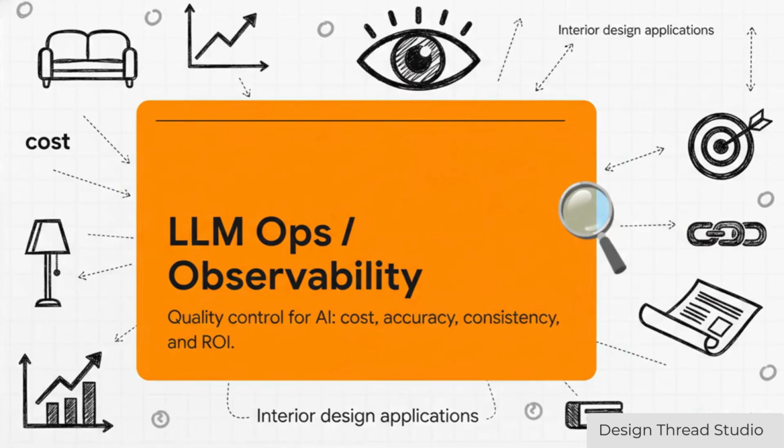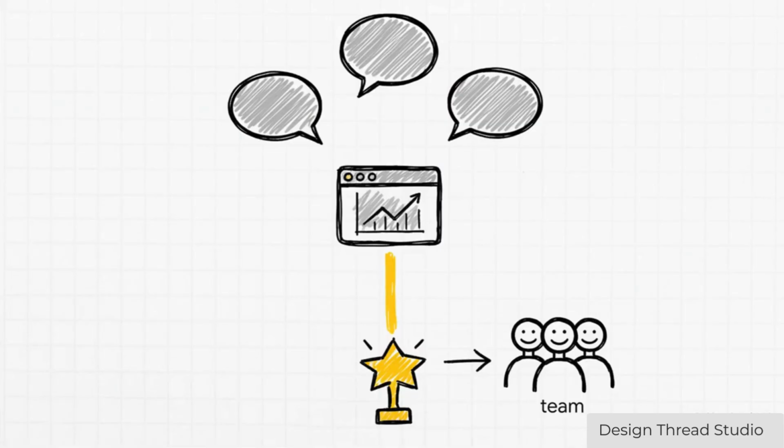And finally, when AI really starts running core parts of your business, you need a way to manage it all. That's where LLM Ops comes in. The simplest way to think about it is like the quality control department for your AI. It's the dashboard that tells you if your AI is actually working, how much it's costing, and if you're getting a good return on your investment. Basically, you start treating your AI systems just like any other critical part of your business.